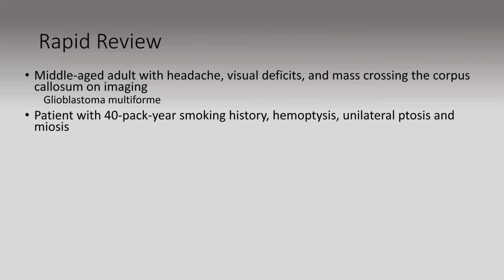Next one, we have a 40-pack-year history of smoking, hemoptysis, and then unilateral ptosis and miosis. So this is two things in one. The smoking history and hemoptysis make you think of lung cancer, and the unilateral ptosis and miosis make you think of Horner syndrome. So remember, lung cancer is a common cause of Horner syndrome. Keep in mind that a tumor in the superior sulcus, a Pancoast tumor, can compress the superior cervical ganglion and lead to Horner syndrome, which is paralysis of the sympathetic nerves that travel upwards to the eye.